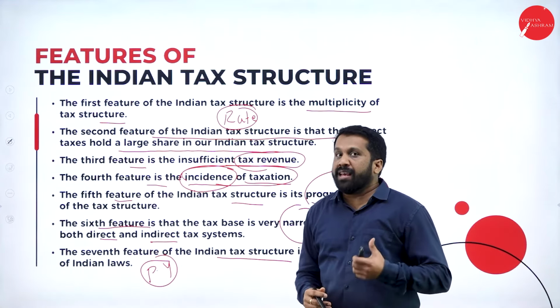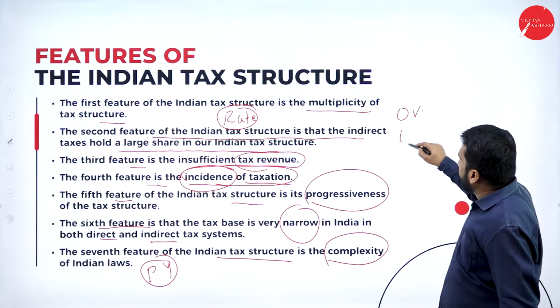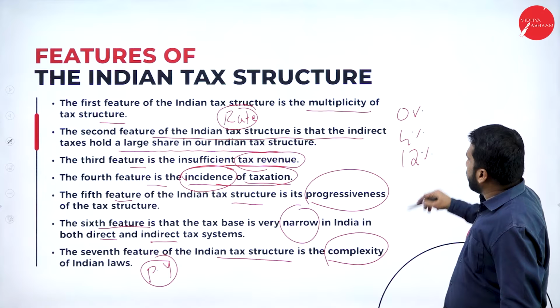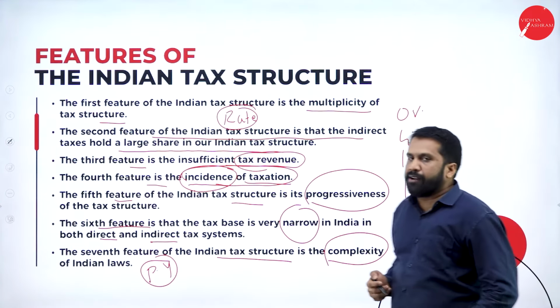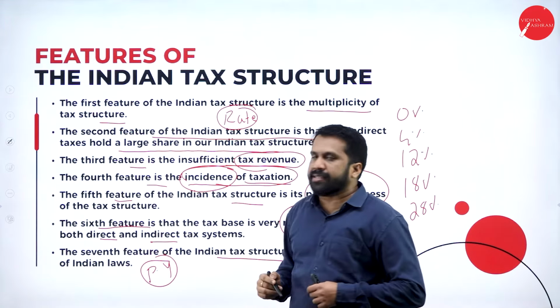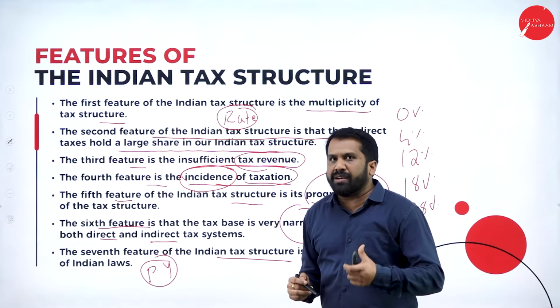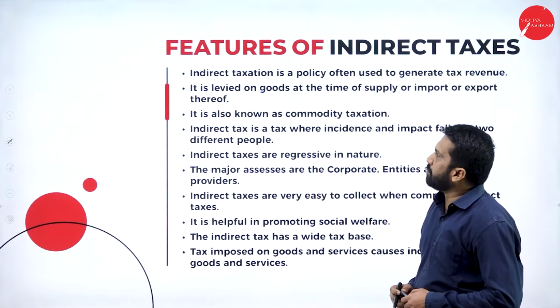Why? Because in indirect tax, we have rates called 0%, 4%, 12%, 18%, 28%. There are different tax rates. That is the reason that direct as well as indirect taxation, we always call it complex, difficult to calculate.